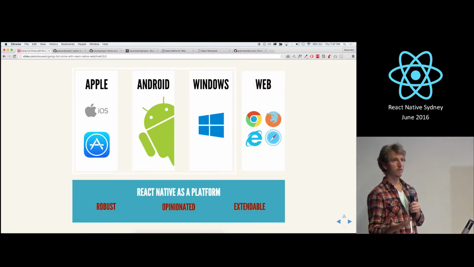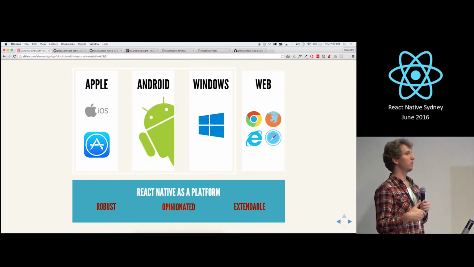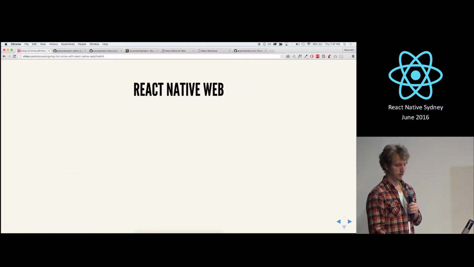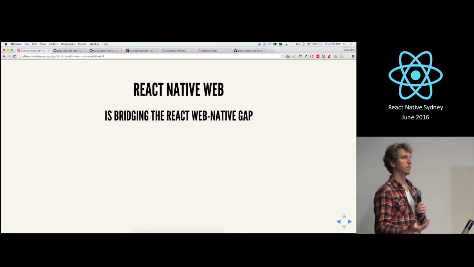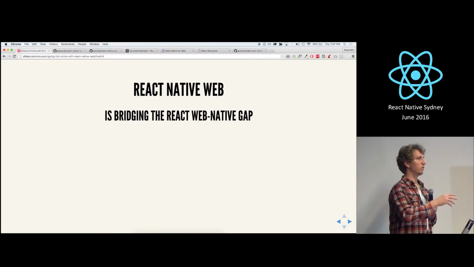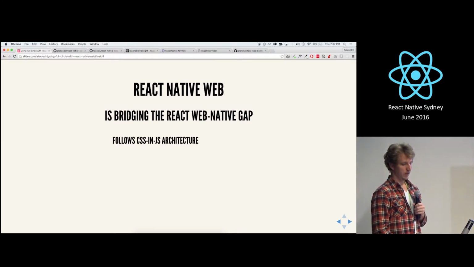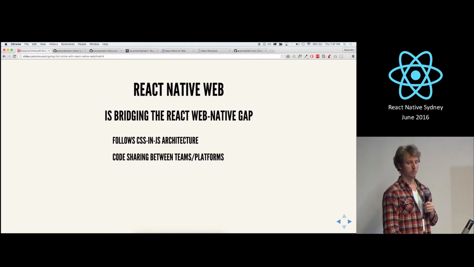And thanks to React Native for web, you can actually reuse some, if not most, of your React Native knowledge onto any browsers. So it's basically bridging the gap that React Native has created from the mobile to the web. And why does it fill this gap? Because it provides the same thing again. CSS in JavaScript architecture, code sharing, all right?